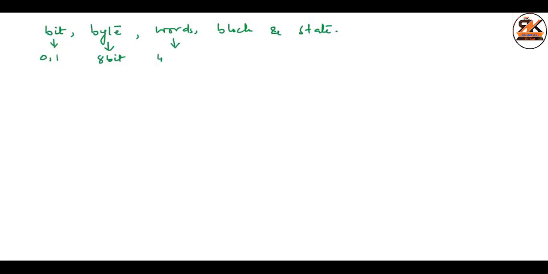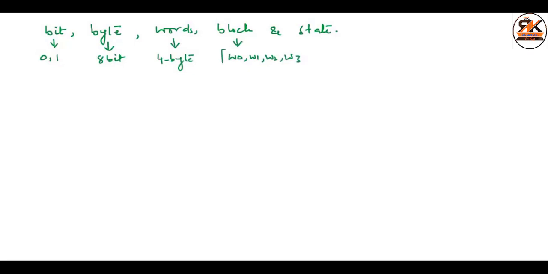In AES, we can represent data in terms of bit, byte, words, block, and state. Bit, you already know, is a single value, 0 or 1. Byte is the collection of 8 bits. Words means you have 32 bits or 4 bytes. Block means you have 4 words: word 0, word 1, word 2, and word 3.